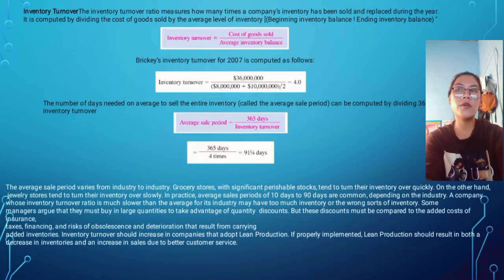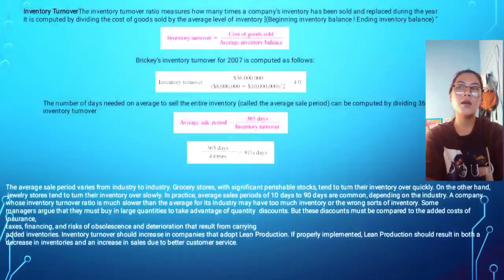A company whose inventory turnover ratio is much slower than the average for its industry may have too much inventory or the wrong sorts of inventory.